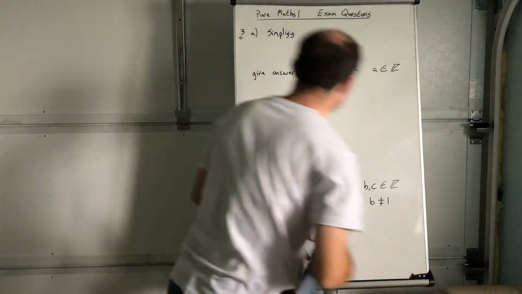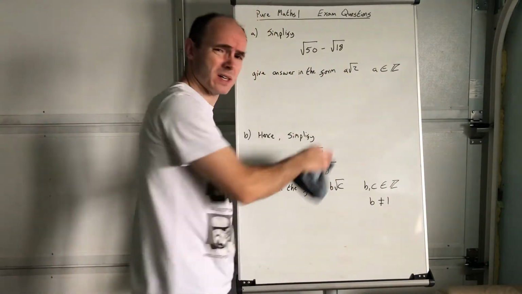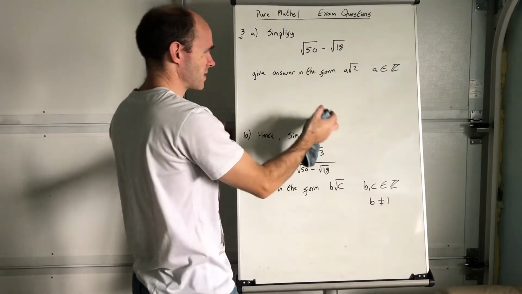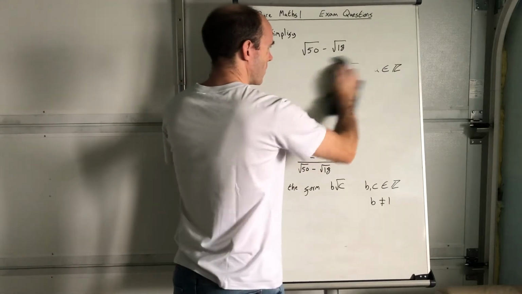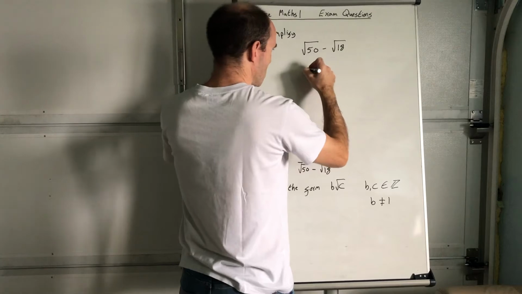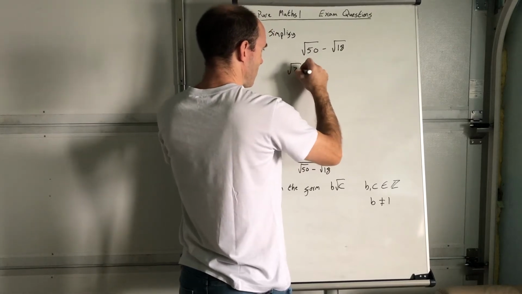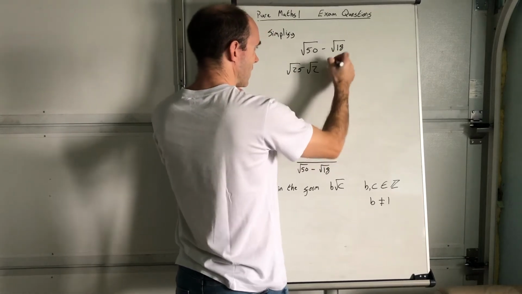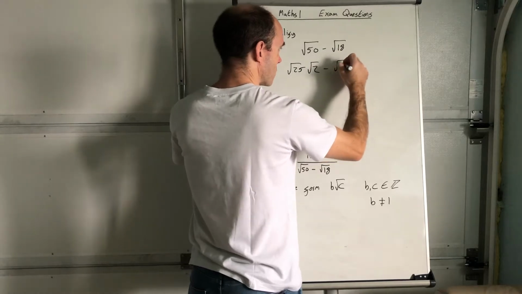Now, this is kind of nice because it gives you a really big clue as to how to simplify these. Because of the root 2, that means you can split that up into root 2 times something, and obviously that's going to be root 25, isn't it, times root 2. And this here, root 2 times root 9.